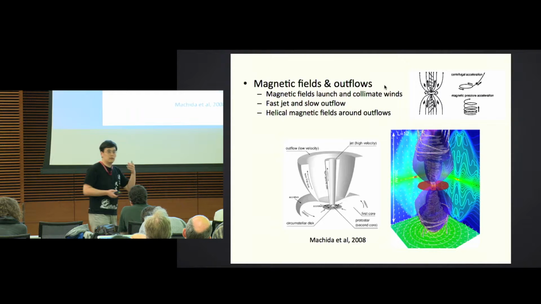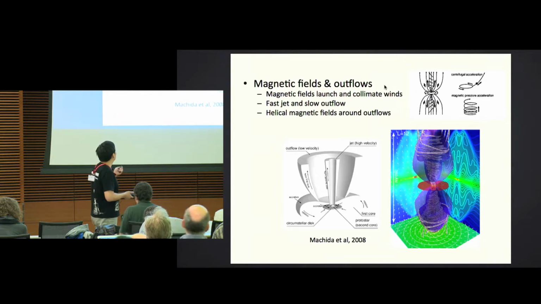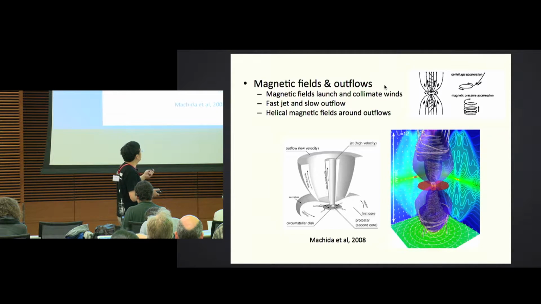Depending on the launch place of this wind, there could be a slow velocity outflow with a wide opening angle, or a high velocity jet with a small opening angle. So in total, people expect that the magnetic field in the jet, in the outflow, should be a helical structure like the white ones here.